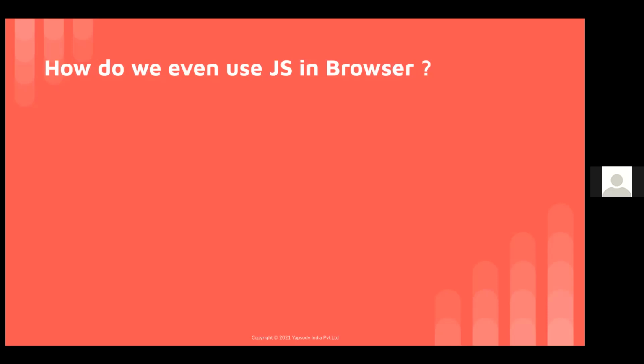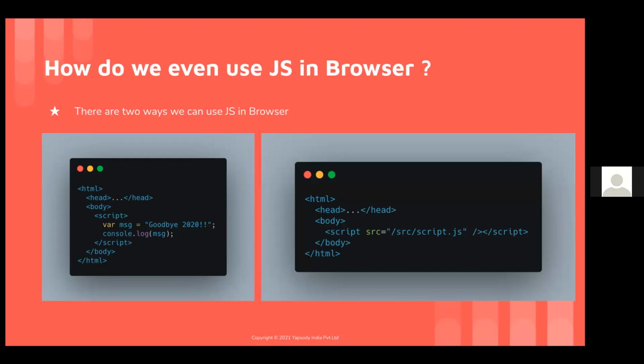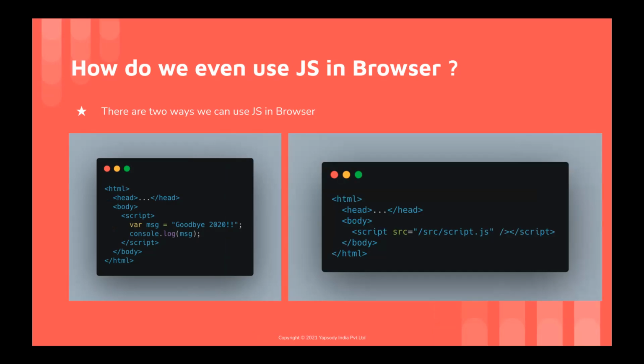So how do we use JavaScript in the browser? There are only two ways we can use JavaScript in the browser. First, we have a script tag and we write our JavaScript between the script tags. And then we can add a script tag pointing to a file like this. So what's the problem with this approach, and why aren't we using this instead of Webpack?